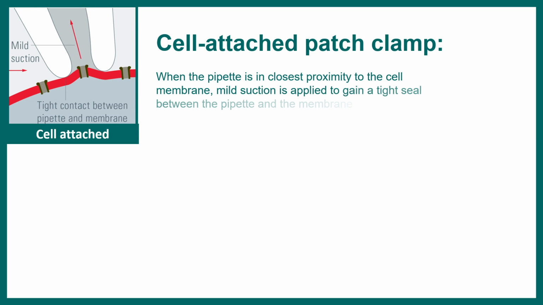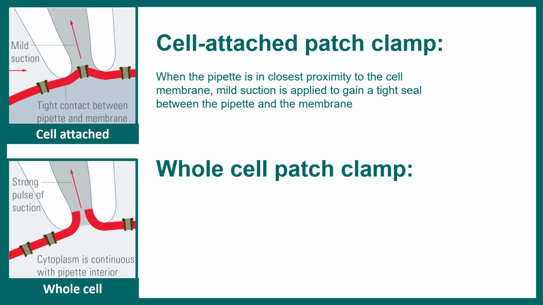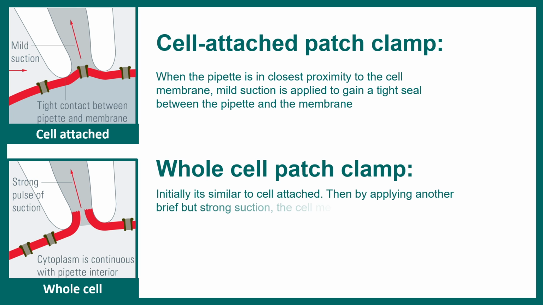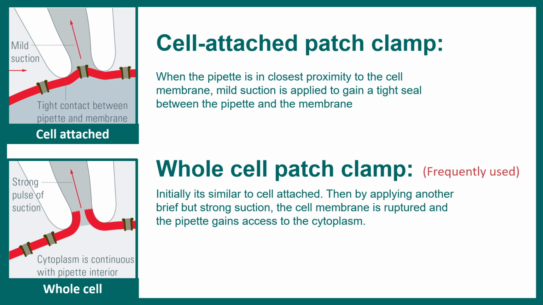Okay, so let's talk about the cell attached patch clamp in a bit more detail. When the pipette is in the closest proximity of the cell membrane, mild suction can lead to a tight seal. We'll call it the gigaohm seal, and that is a cell attached recording setup. In the whole cell, we start like a cell attached, but apply brief suction which breaks the membrane and makes it continuous with the pipette solution. Now whole cell patch clamp recording is the most frequently used recording setup.